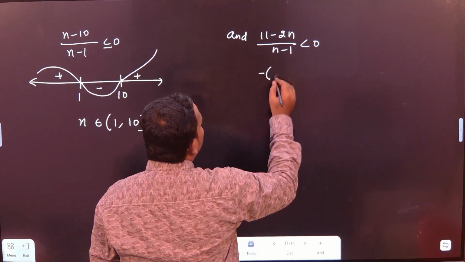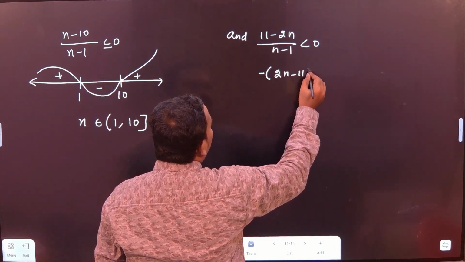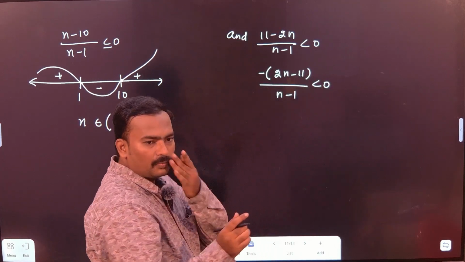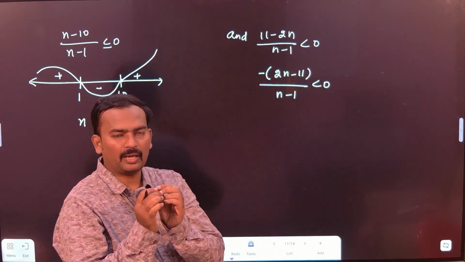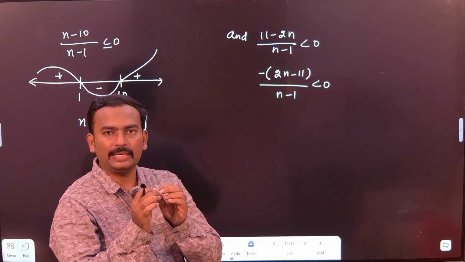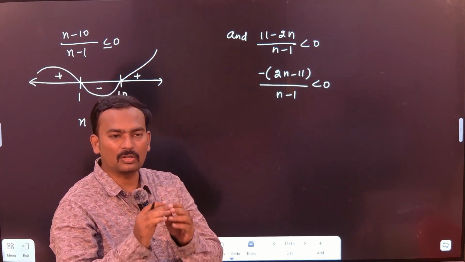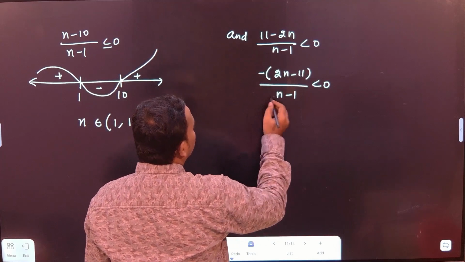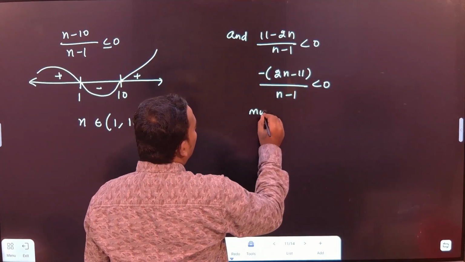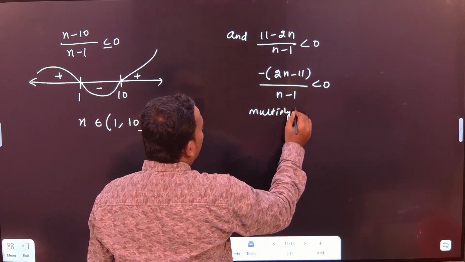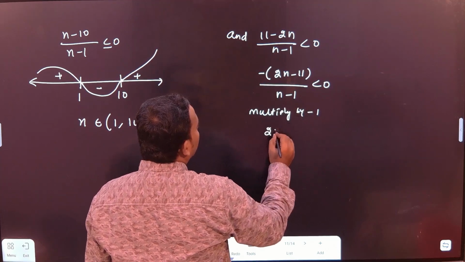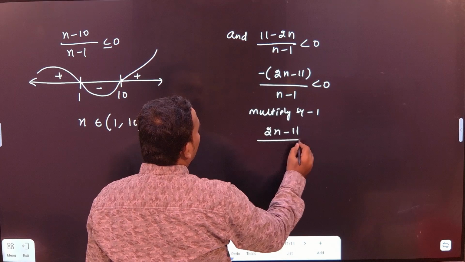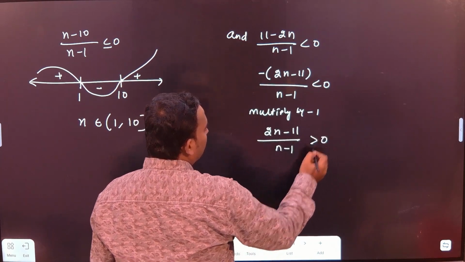Let's take minus common: 2n minus 11 divided by n minus 1 is less than 0. For these kinds of questions, you have to see the factors should be n minus something, not constant minus something, right? So for that I am taking minus out. Multiply by minus 1, what will we get? 2n minus 11 divided by n minus 1 is greater than 0.